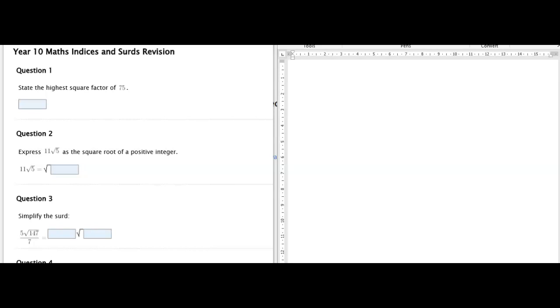State the highest square factor of 75. When you're simplifying surds, it's always a good idea to write down the square numbers. 1 squared is 1, 2 squared is 4, 3 squared is 9, 4 squared is 16, 5 squared is 25, 6 squared is 36, and so on.